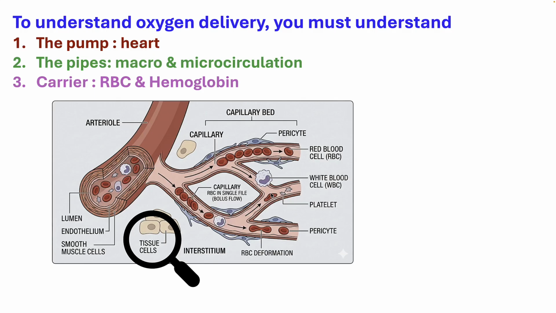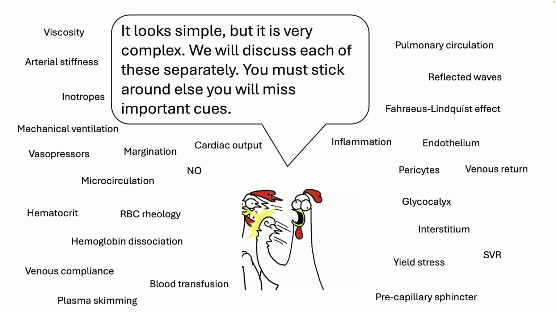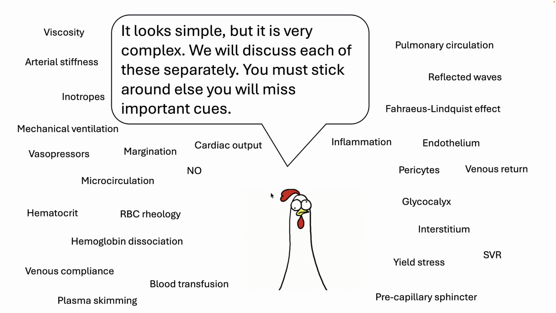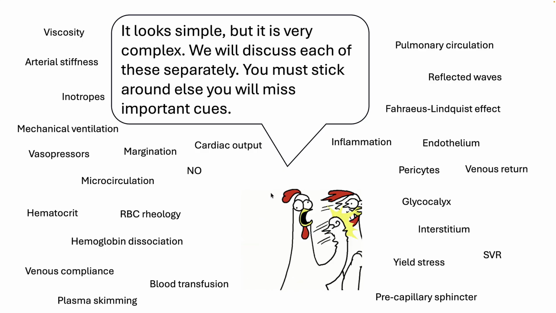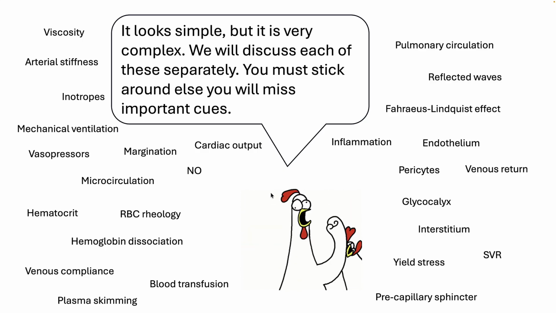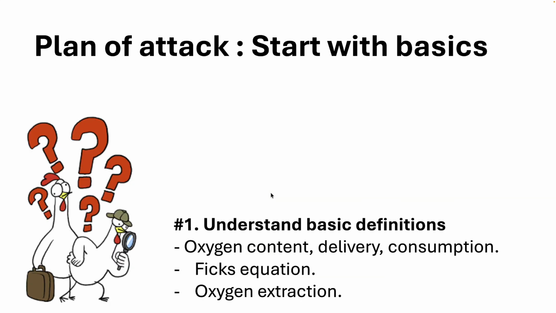To understand oxygen delivery, you must understand the pumps, the pipes, and the carriers. So in the pipes, you have to know both macro and micro circulation. And for the carrier, you have to understand both RBCs and the hemoglobin. You can already see that there are so many factors that can control oxygen delivery to the tissues, but we'll talk about the broad principles first and then go into more details.